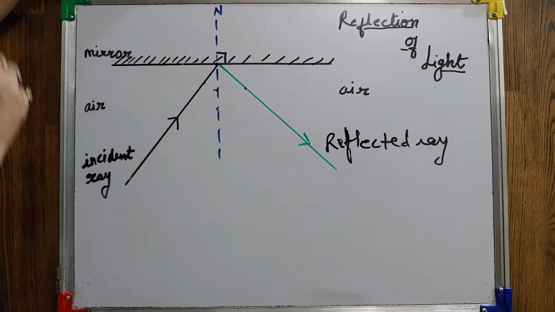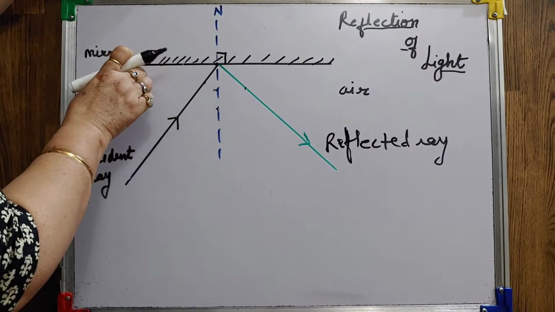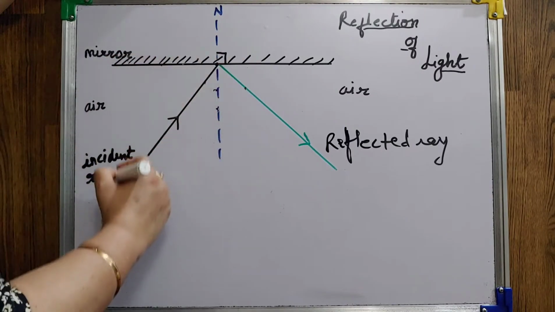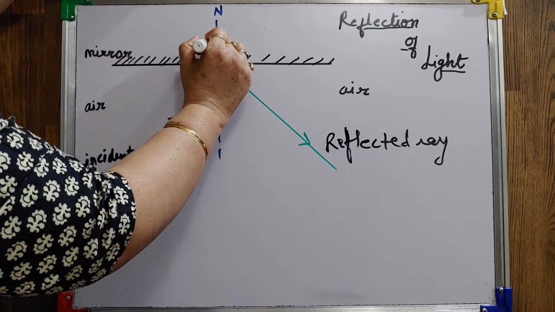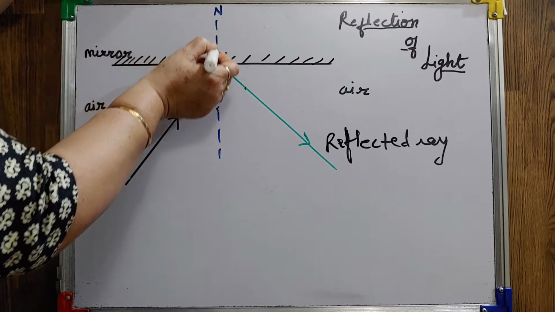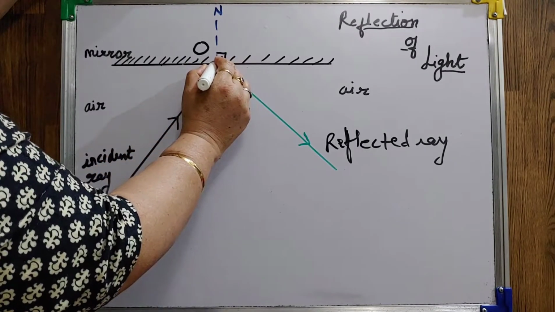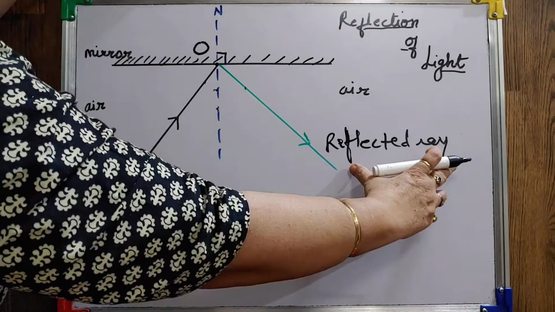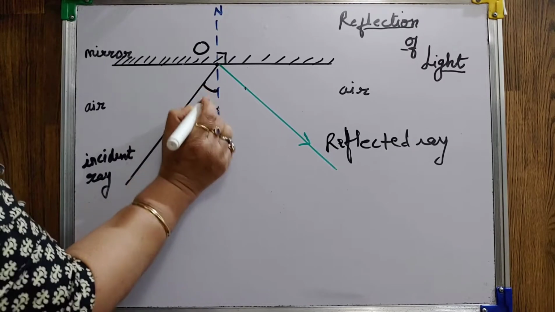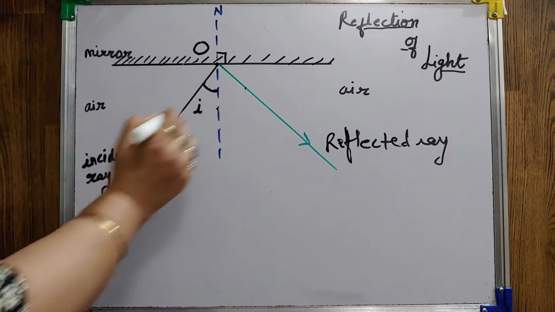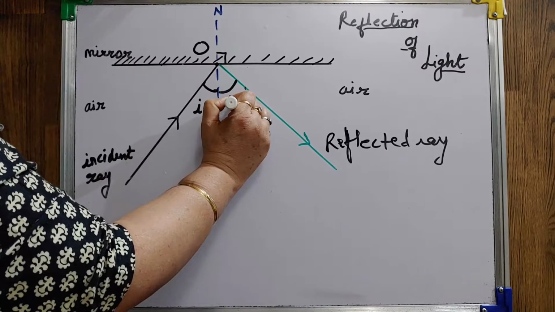For understanding today's concept, you should know what is meant by the reflection of light. When you take a mirror and a ray is incident on the reflecting surface, suppose this is our point of incidence, O. A line perpendicular at this point of incidence is known as the normal. After striking the surface, the ray reflects back. This is the reflected ray and this is the incident ray. The angle between the incident ray and the normal is known as the angle of incidence, and the angle between the reflected ray and the normal is known as the angle of reflection.